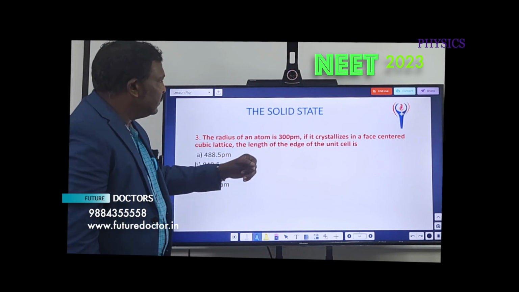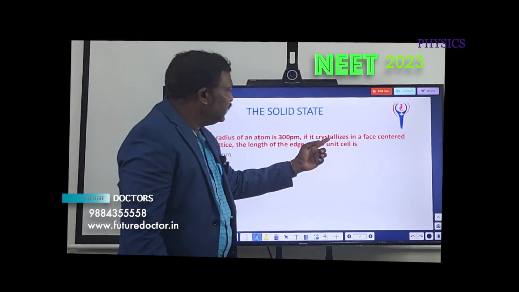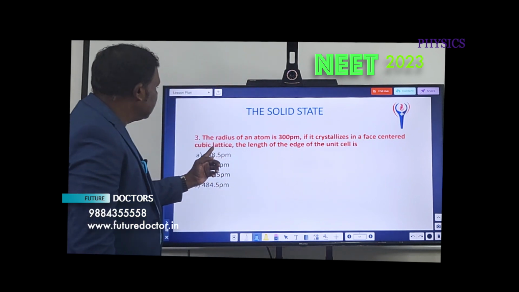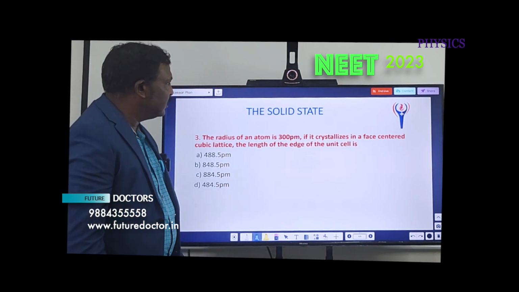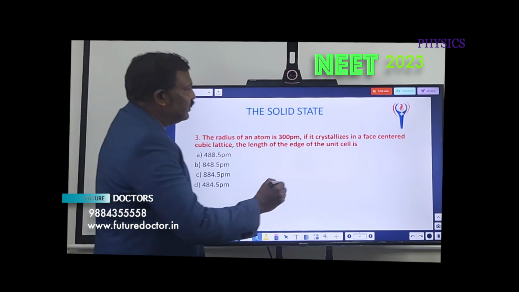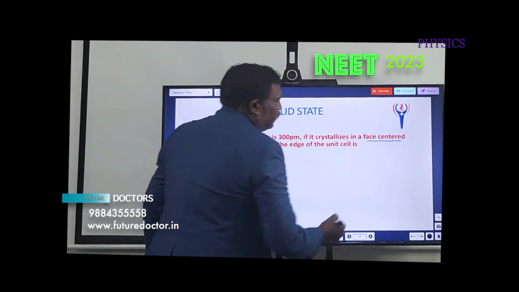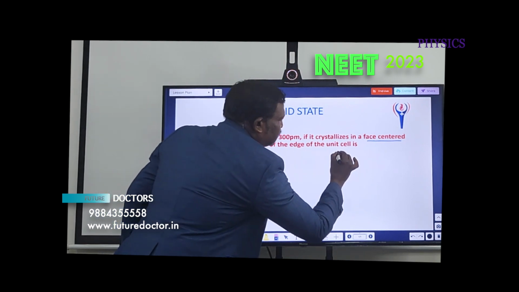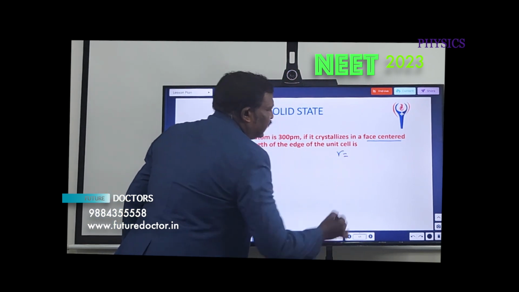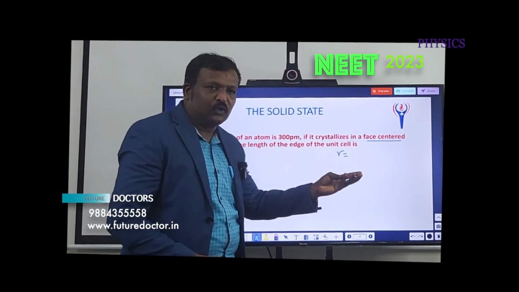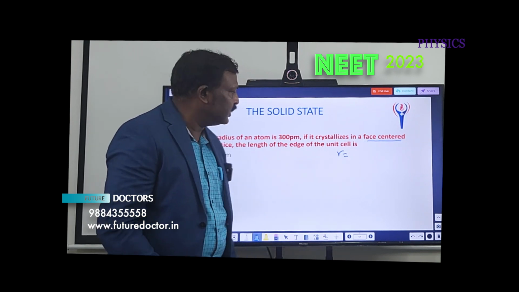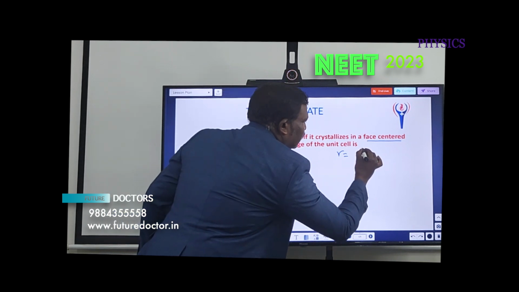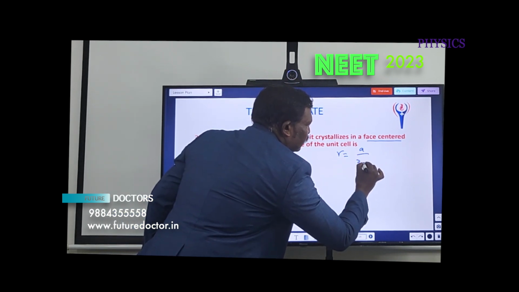Radius is given. The radius of the atom is given as 300 picometer. It crystallizes in a face-centered cubic lattice. The length of the edge of the unit cell is dash. That's the question. So you know that for face-centered cubic, what's the radius? We have the radius relation for simple cubic, face-centered cubic and body-centered cubic. For face-centered cubic, radius is equal to a by 2 root 2.